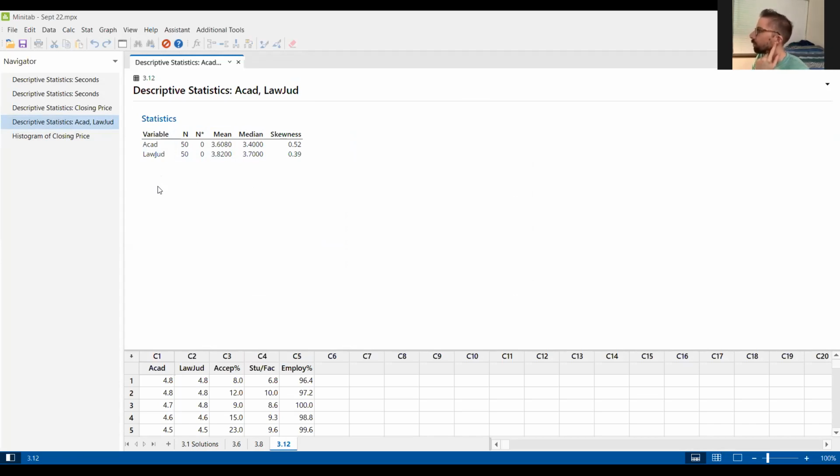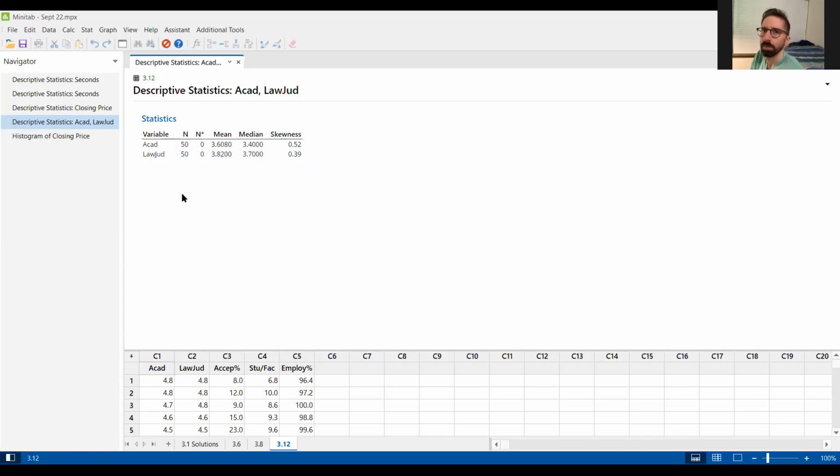Now notice in both cases, the mean is bigger than the median. And notice that the skewness is bigger for the academic ones than for the lawyers and judges ones. But they both show positive skewness, and the mean being bigger than the median is also consistent with it. And again, you could confirm this by doing histograms for both groups, and you can see the positive skewness in both groups.